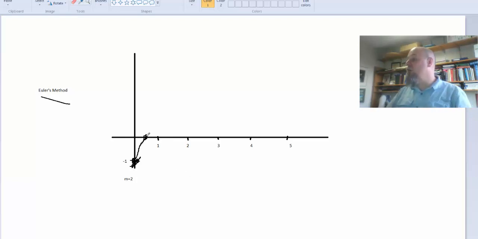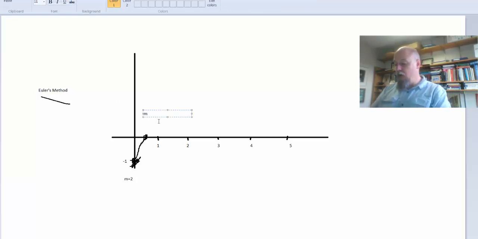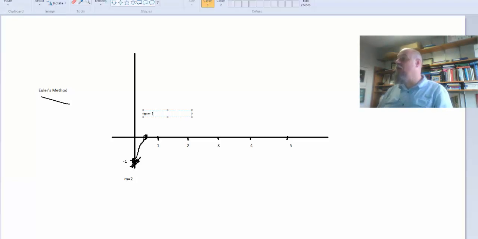Anyway, so I'm at this new point. This is the point (1/2, 0). And if I recalculate the slope here, I get the tangent slope is equal to -1. That means if I move over 1, I would go down 1. But I'm moving over a half. So if I move over a half, I would go down a half. So the next point should be here, at (1, -1/2).